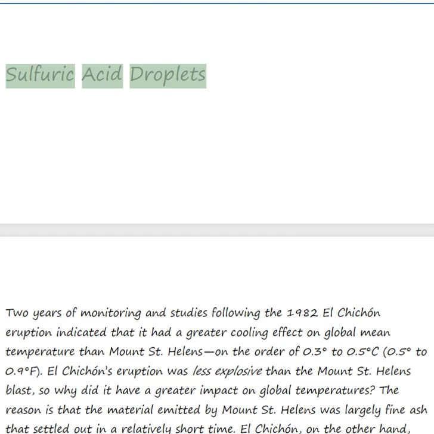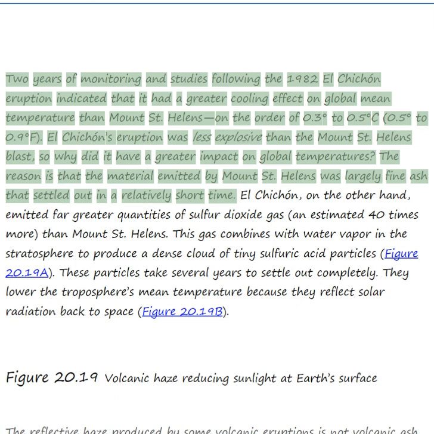Sulfuric acid droplets. Two years of monitoring and studies following the 1982 El Chichón eruption indicated that it had a greater cooling effect on global mean temperature than Mount St. Helens, on the order of 0.3 degrees to 0.5 degrees Celsius. El Chichón's eruption was less explosive than the Mount St. Helens blast, so why did it have a greater impact on global temperatures? The reason is that the material emitted by Mount St. Helens was largely fine ash that settled out in a relatively short time.